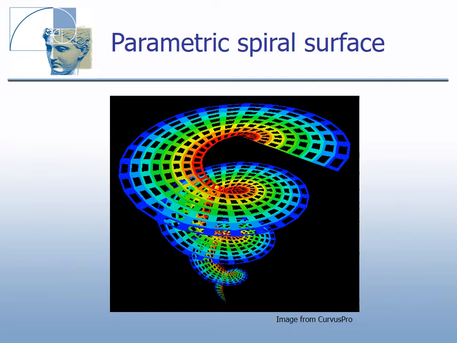This is an example of the parametric surface. Texture is used to show the mapping from the unit square. The grid on the surface is the mapped grid of the unit square.